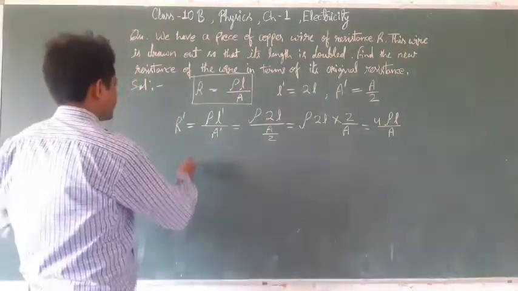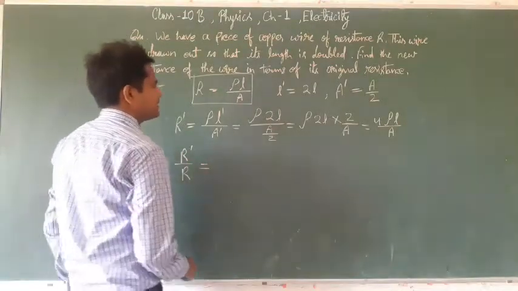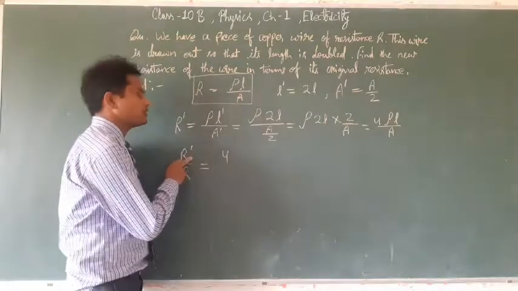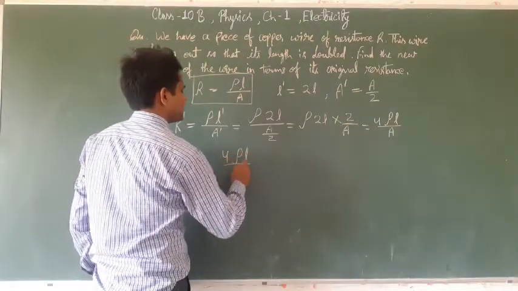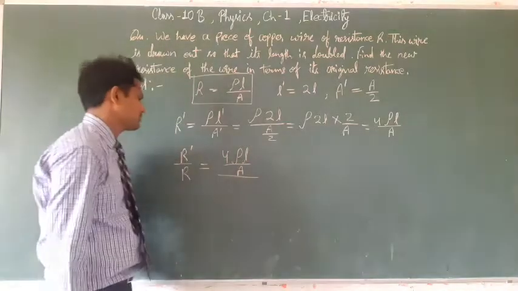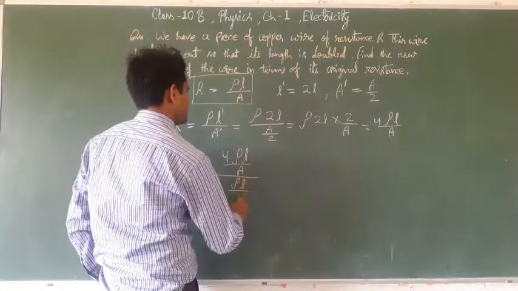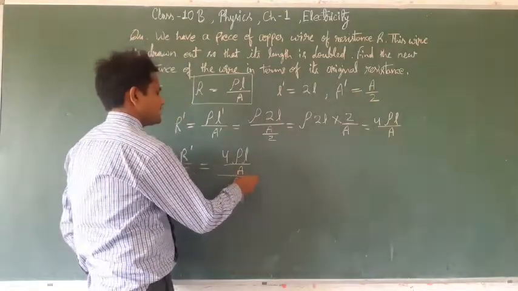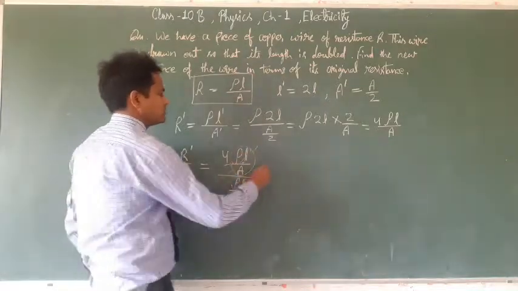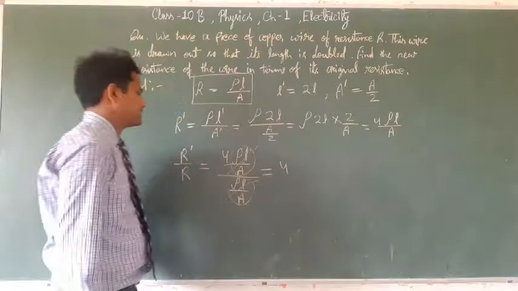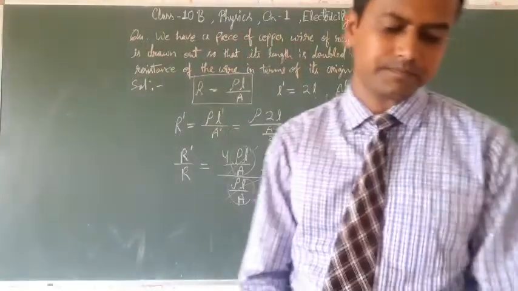Now R dash by R will be equal to, put the value of R dash, that is 4 rho L by A, upon value of R is rho L by A. Rho L by A and rho L by A will be cancelled out. Then we get R dash by R is equal to 4.